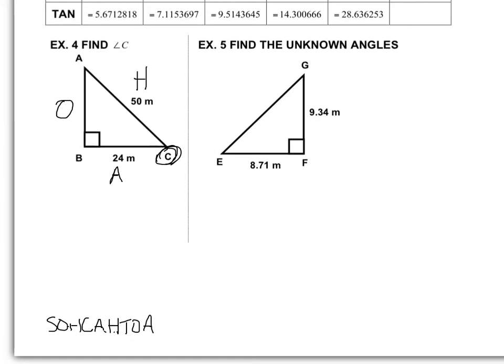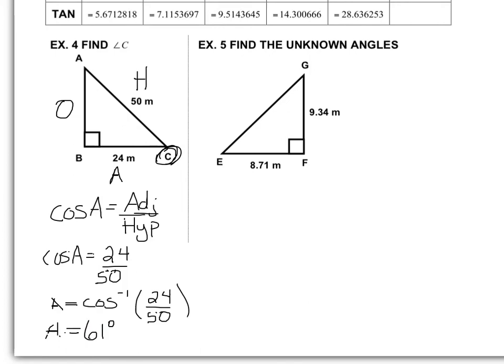So we get SOHCAHTOA, and we're looking for the one that deals with the A and the H. So we're looking for the one where it's side by side. So if you look, we have it right here. Cosine is adjacent over hypotenuse. So I'm going to use the cosine trig ratio. So it's the cosine of my angle.